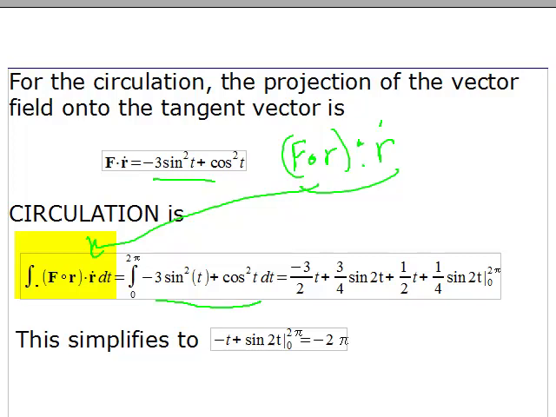Then you integrate from 0 to 2 pi, taking you all the way around that circle, and you end up with minus 2 pi. That just means it's actually going in the other direction. It's going clockwise, while we integrate counterclockwise. Okay, so that's the flux and the circulation for that particular vector field.